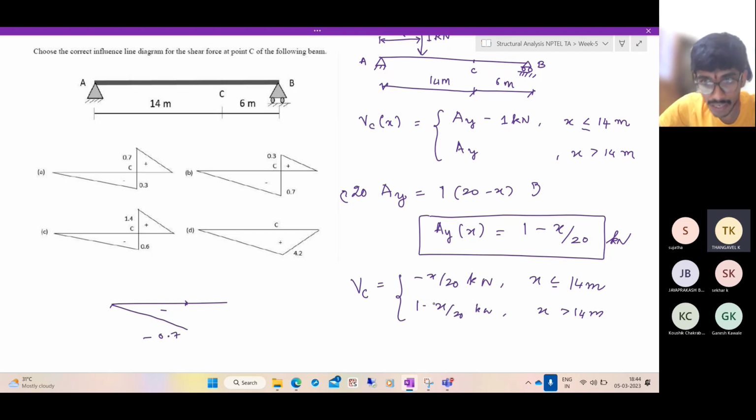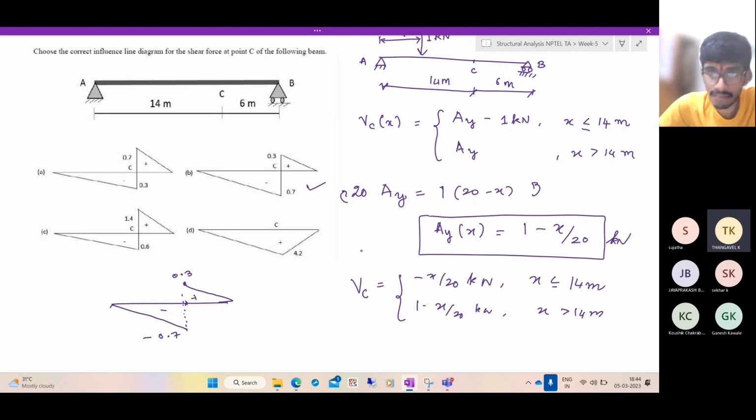What is the value just to the right of the point x equal to 14? It jumps by 1. So this minus x by 20 becomes minus x by 20 plus 1. It jumps by 1, which gives 0.3. And at the right end, what is the value? 1 minus x by 20. When x equal to 20, it is 0. So this is the influence line diagram. Where does it match? It matches with this. So B is the answer.